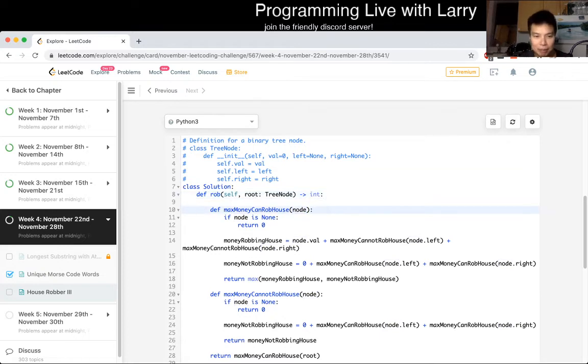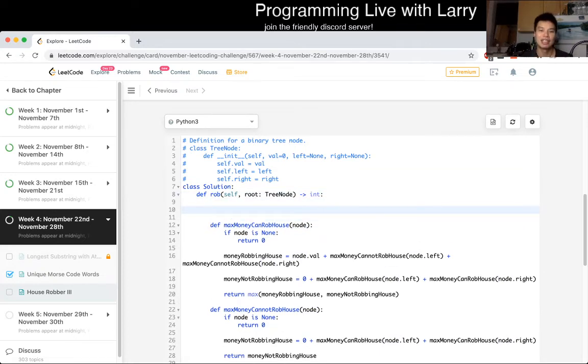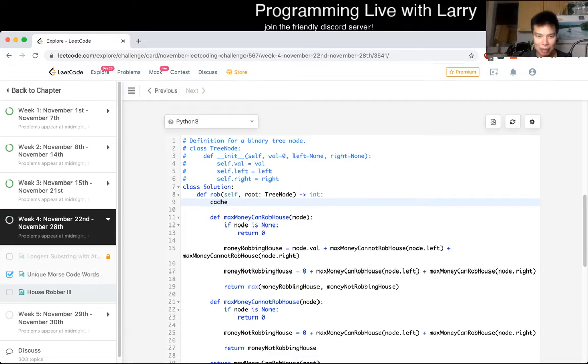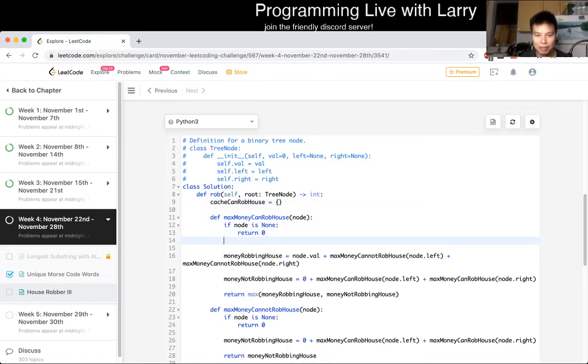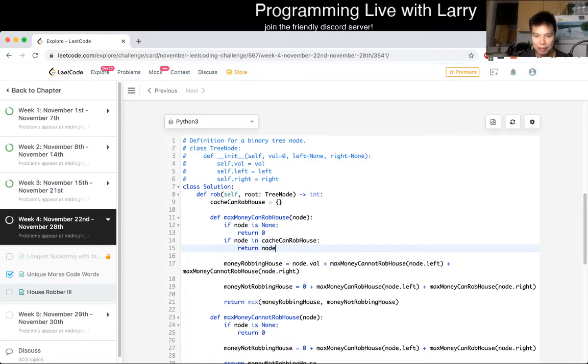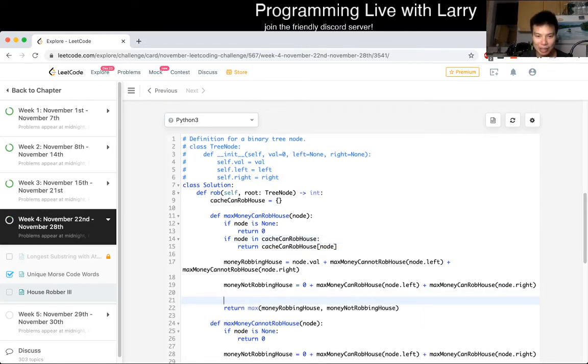And for this, I'm going to use a dictionary. So let's just call it cache can rob house. So let's just make this a dictionary. If node is none, that's fine. If node is in can rob house cache, then we would just return this thing, right? So we return from the cache if it's in the cache. Otherwise, at the very end, we set this up to be this thing, and then we just return it from the cache as well, right?